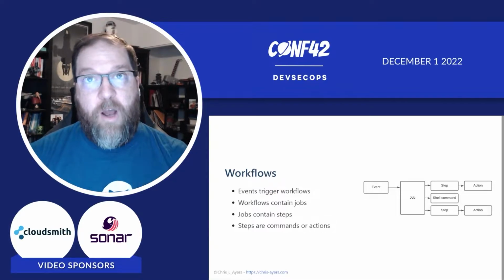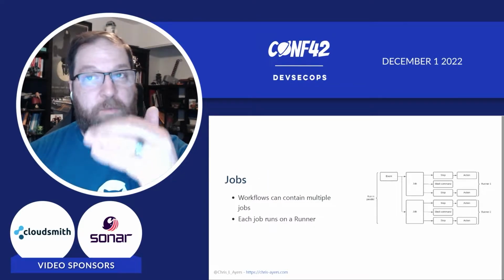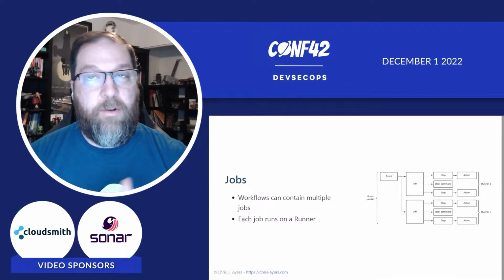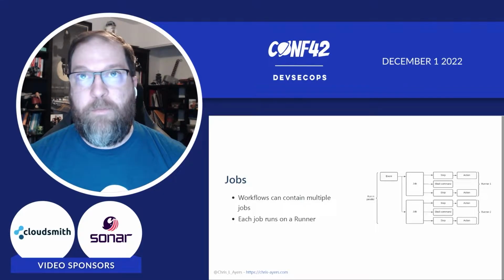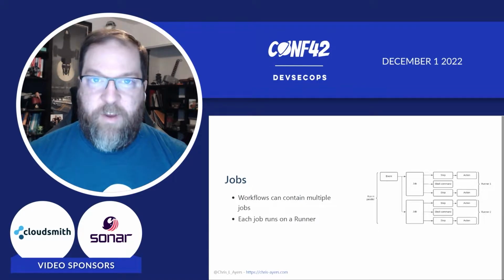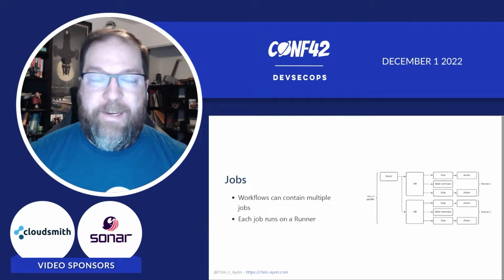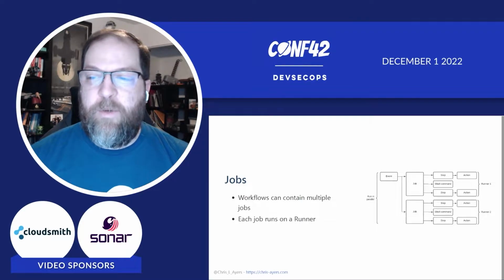Now, each of those jobs runs on a runner. And like I said, you can have one or more jobs. Those jobs, by default, run in parallel. There's no dependencies between them. If you have 5 or 10 jobs, they could all try to kick off right at the same time, unless you have some explicit dependencies or needs between them.